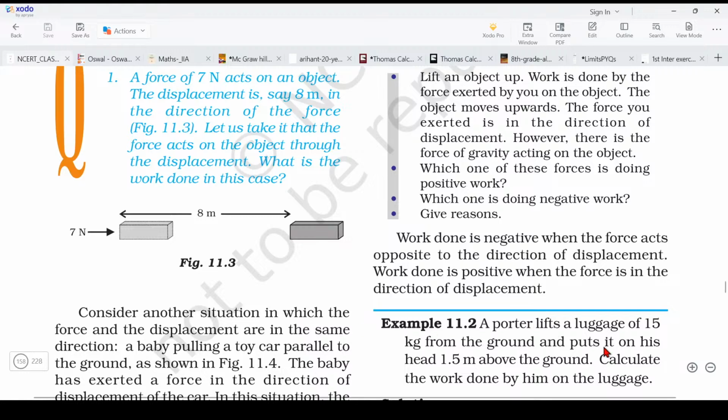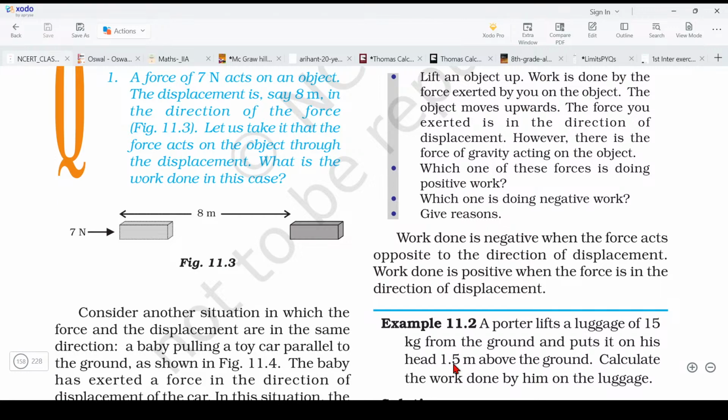Very good. This fellow, he's lifting 15 kgs from the ground. And he's lifting to what height? 1.5 meters. So now what is the work done? 15 into 10 into 1.5. Why 15 into 10? Because they're raising it to a height.